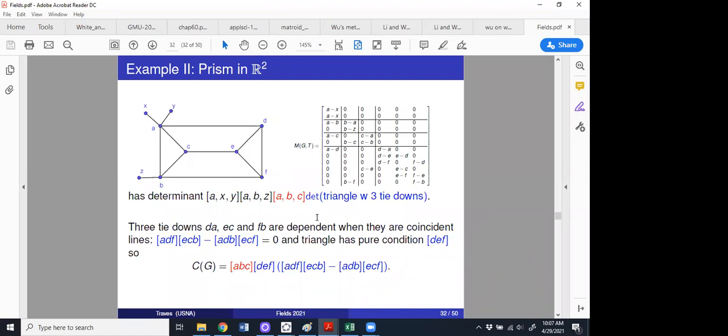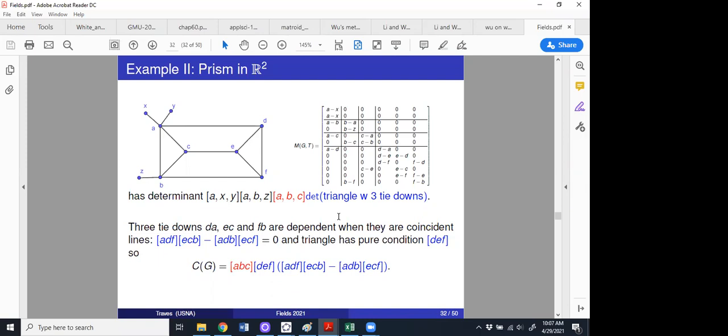And what we know is that such a determinant, such a polynomial, is going to be given by the pure polynomial for the triangle, which is just D E F, and then we multiply by the portion of the pure condition that refers to the tie downs. And usually we factor those out. These are these black things here, the brackets that we factor out. But here we're not going to factor them out, because we're actually interested in the whole full determinant.